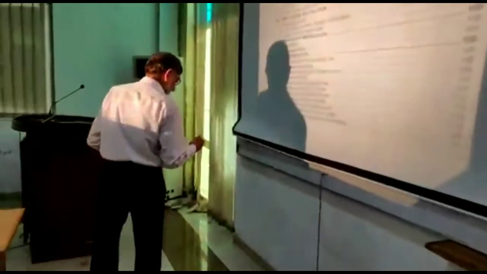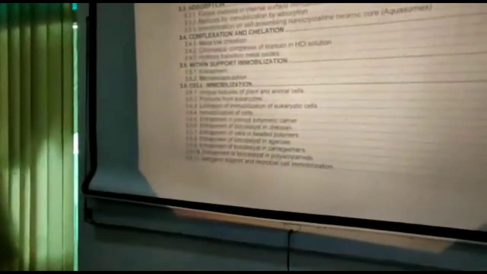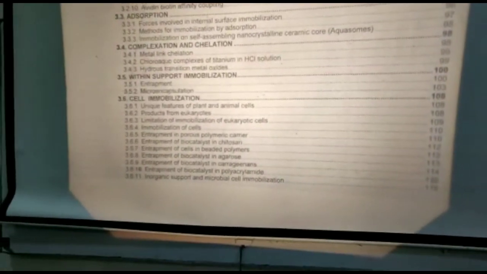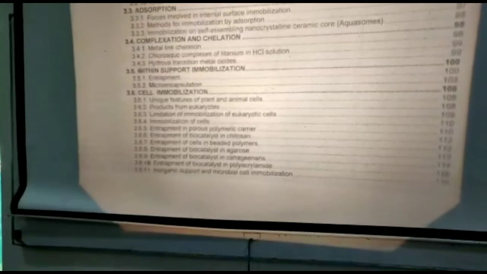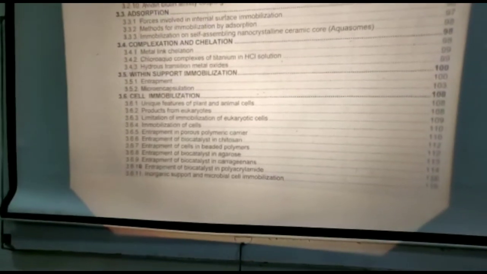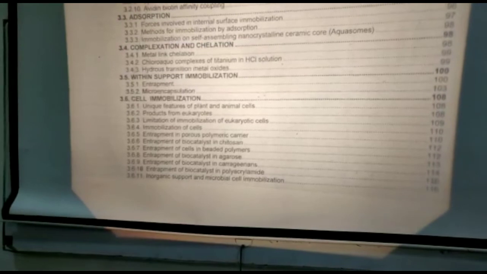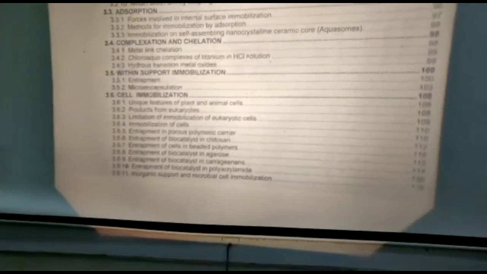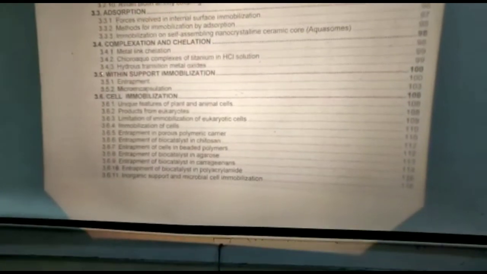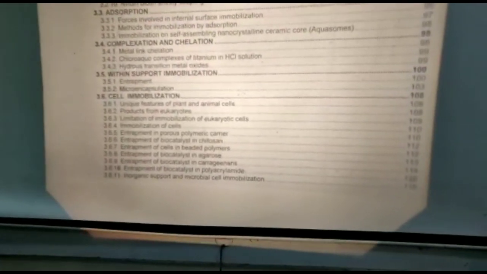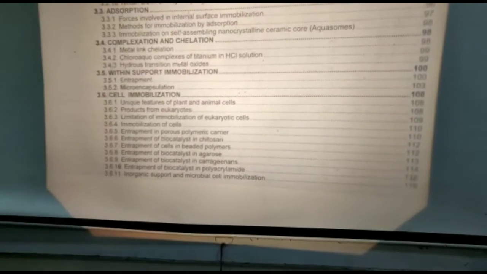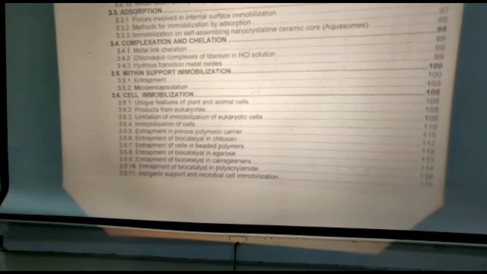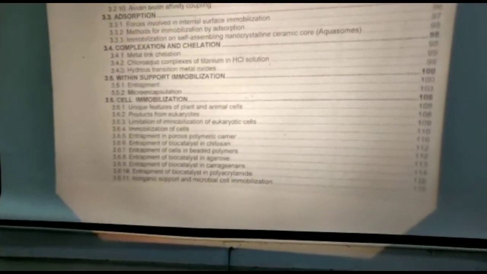So under this there is metal chelation. You can use various kinds of metals which make a chelate with the enzyme. Then chlorocomplexation of titanium in HCl solution. Then hydroxy transition metal oxides. So this was the way through which we can make various kinds of chelate.